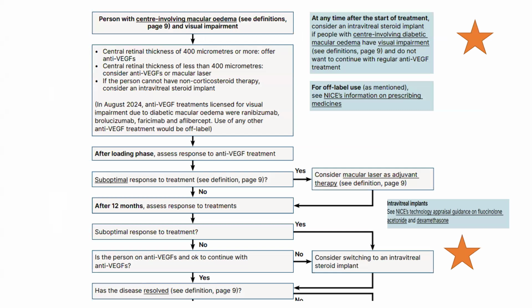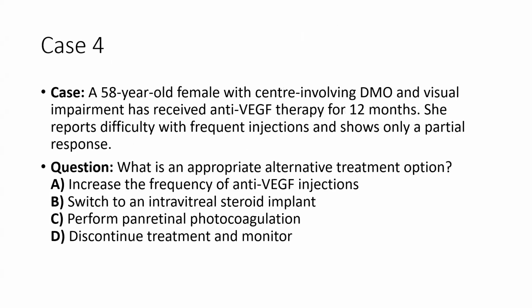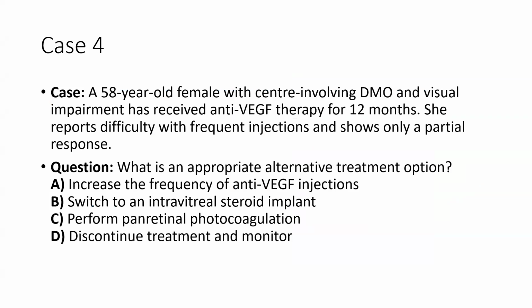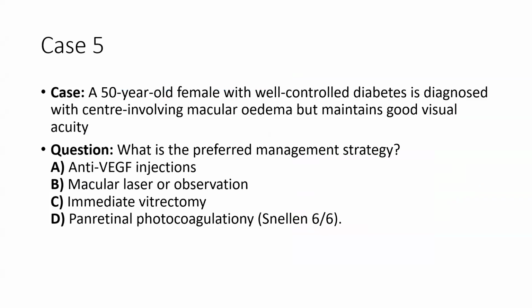So, as I mentioned, this completes this part of the chart in terms of the guidelines. Here we have mentioned clearly that if the patient is having a poor response to anti-VEGF, or he doesn't wish to continue anti-VEGF due to the frequent injections, then we should consider switching the patient to an intravitreal steroid implant, which we mentioned, which is the fluocinolone acetonide and dexamethasone. Let's move on to case number 5.